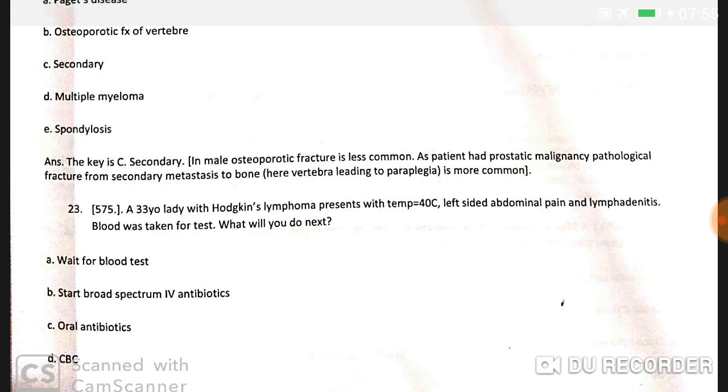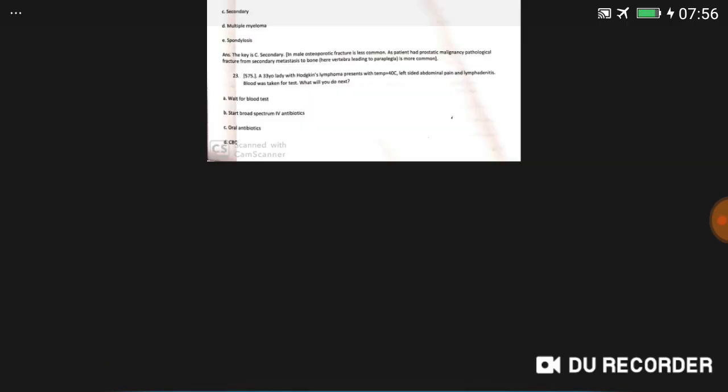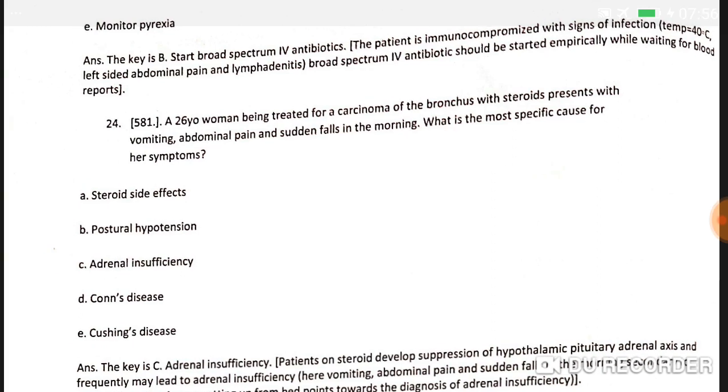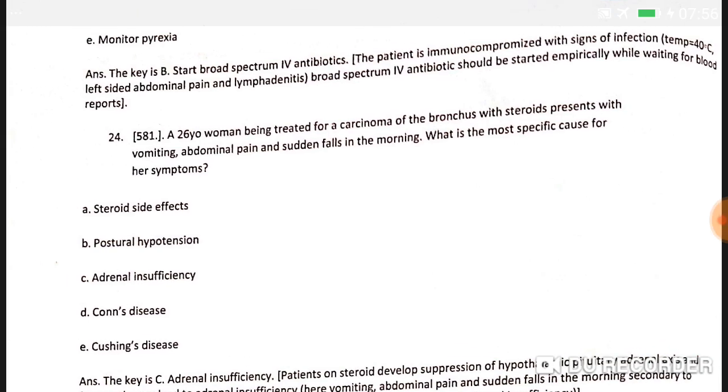A 33-year-old lady with Hodgkin lymphoma presents with a temperature of 40 degrees Celsius, left-sided abdominal pain, and lymphadenitis. Blood was taken for tests. What will you do? Broad spectrum IV antibiotics. The patient is immunocompromised with signs of infection: temperature 40 degrees Celsius, left-sided abdominal pain, and lymphadenitis. Broad spectrum IV antibiotics should be started empirically while waiting for the blood reports.